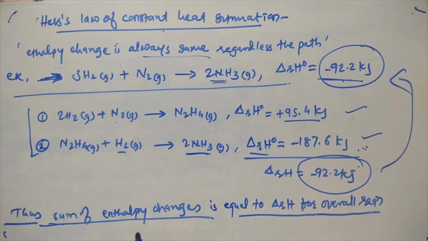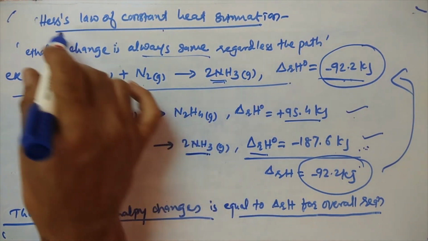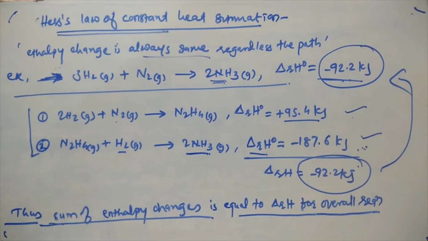Now see, the Hess law is useful to calculate the enthalpy changes for reactions whose enthalpies are not known experimentally. Okay, this is all about the Hess law of constant heat summation.